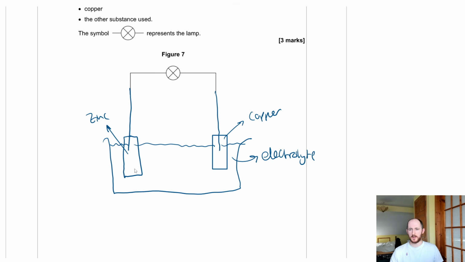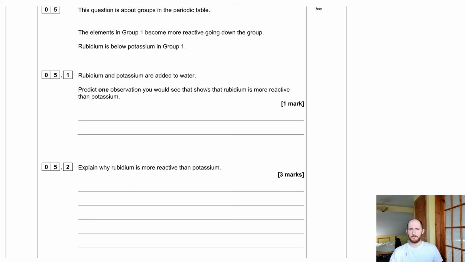So if you put copper and then zinc, you'd get the full marks. Here we're talking about groups in the periodic table, and the elements in group 1 become more reactive as they go down, and rubidium is below potassium. So in other words, rubidium should be more reactive than potassium.